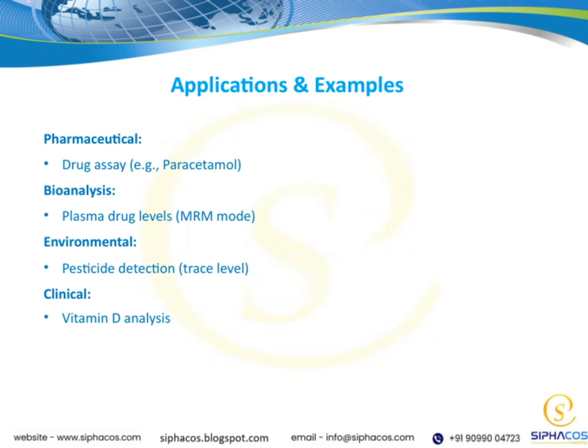In the environmental sector, our methods are crucial for detecting pesticides at trace levels, helping us monitor and protect ecosystems from harmful chemicals. Lastly, in clinical settings, vitamin D analysis is a great example. Accurate measurement here is important for diagnosing deficiencies and guiding patient treatment. Overall, these examples highlight the versatility of our approach across different fields, from pharmaceuticals to environmental monitoring and clinical diagnostics. It's all about providing precise, reliable data to support critical decisions in health and safety.